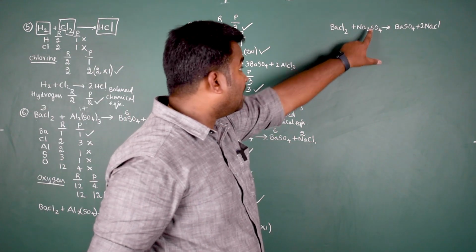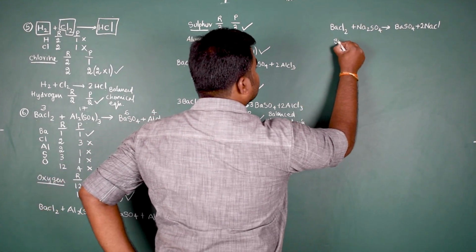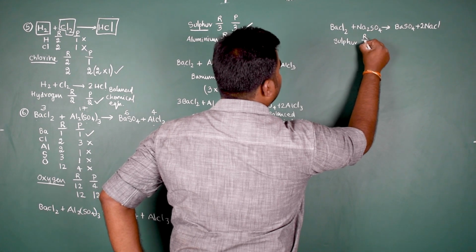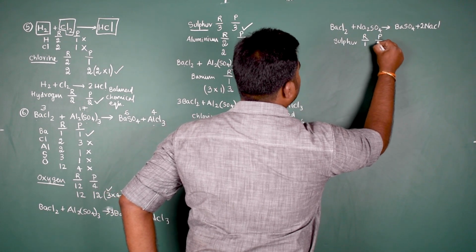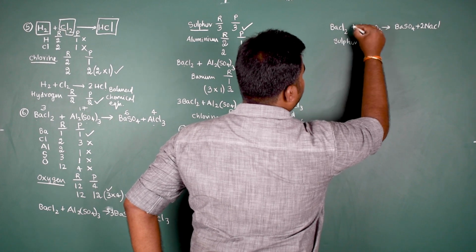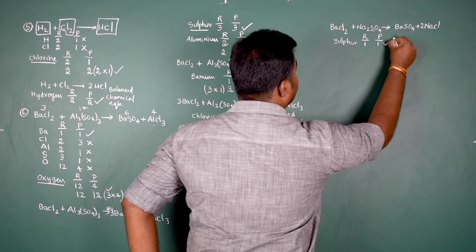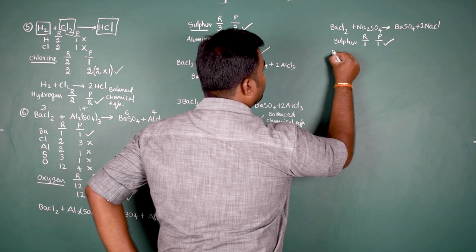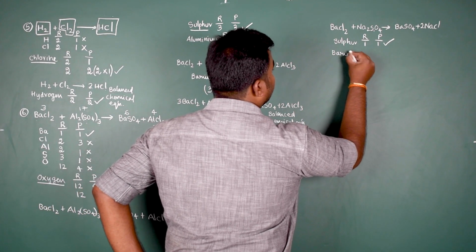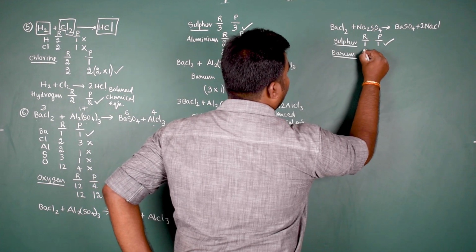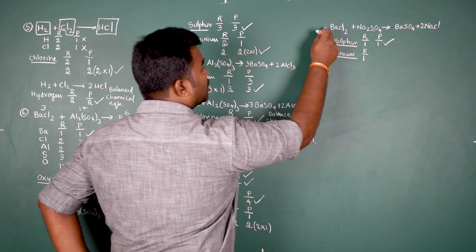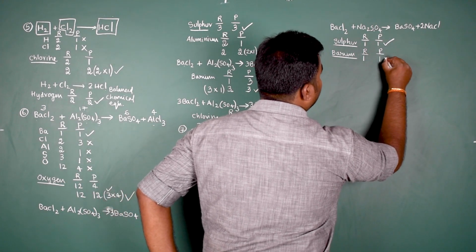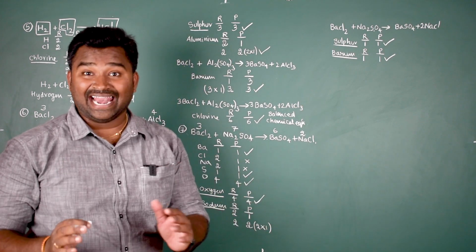Now to balance sulfur, sulfur on the reactant side is only 1, whereas on the product side is also 1. Correct? Here it is 1 into 1, 1, 1 into 1, 1. So sulfur is also balanced. Then I will try to balance barium. If I look at barium, on the reactant side, I have 1 barium, that is 1 into 1 is 1, whereas on the product side also I have 1 barium. So my barium is also balanced.